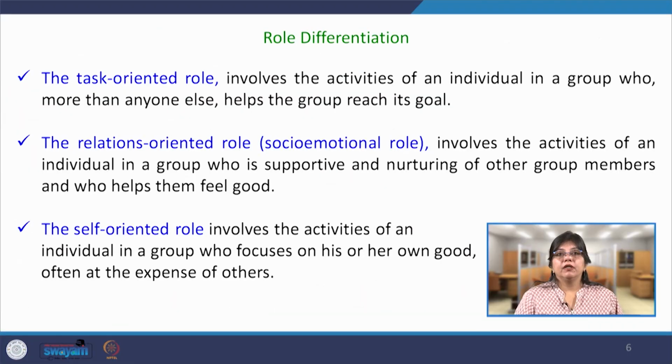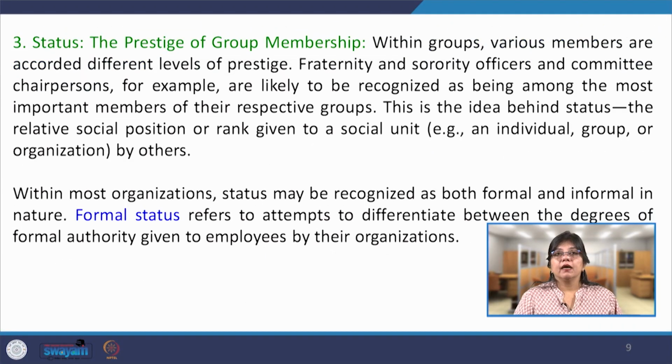So, this is about the three most important elements, the structural dynamics of groups, that is role, then we have norms, and then we have status.